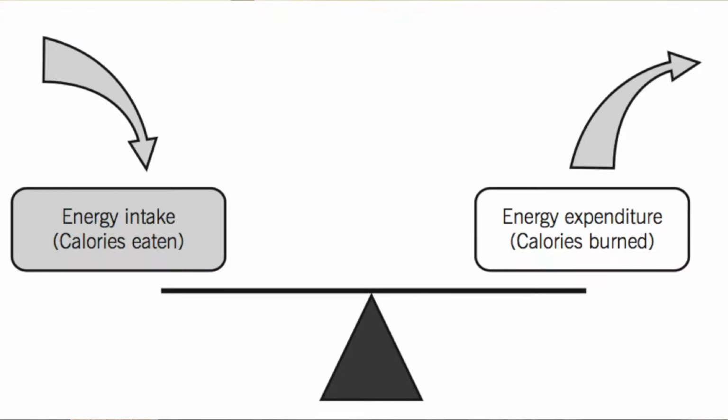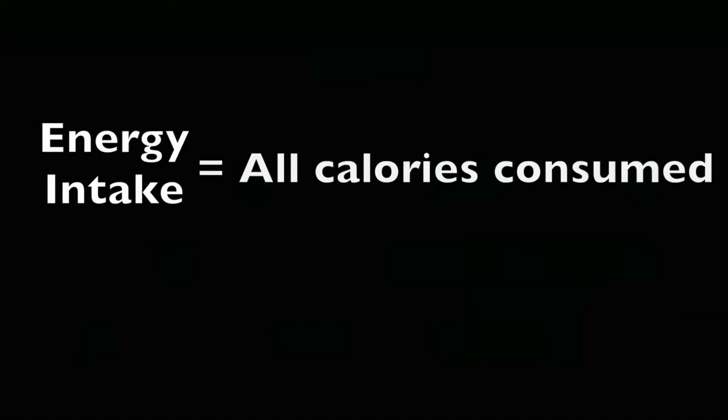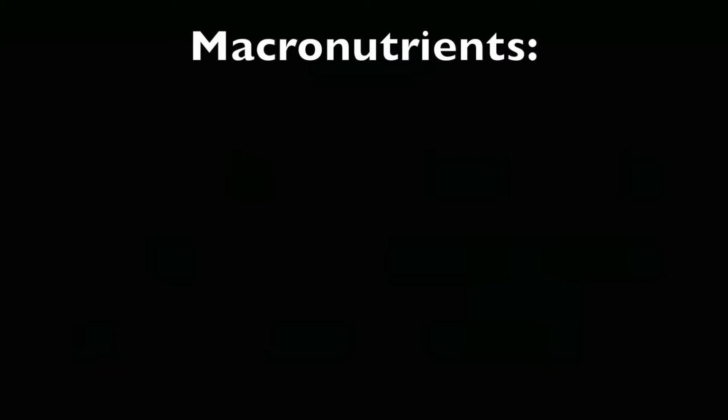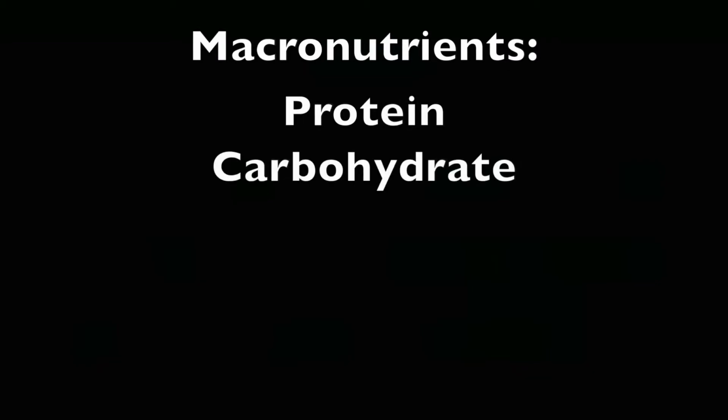In the diagram on the screen, we see that energy balance is the balance between the calories we take in and the calories that we burn. The calories we take in are known as our energy intake and are comprised of all calories consumed, including both food and beverages. The calories we consume come from 4 major components of our diet. These 4 components are called macronutrients. These include protein, carbohydrate, fat, and alcohol.